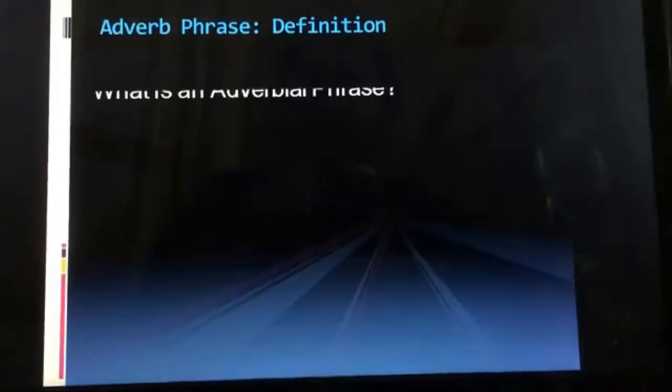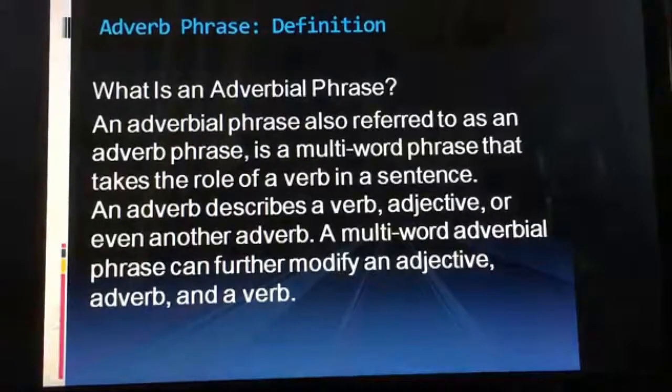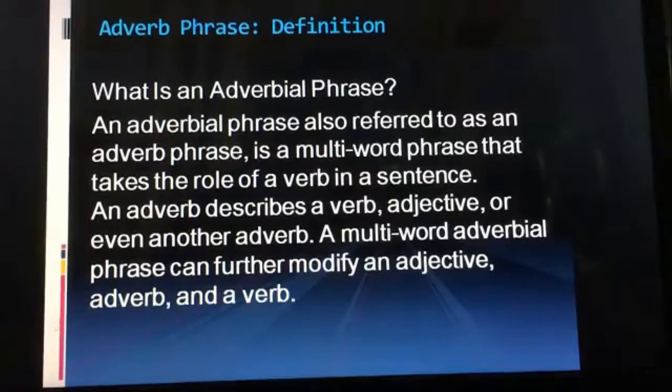So, let's begin. What is an adverbial phrase? An adverbial phrase, also referred to as an adverb phrase, is a multi-word phrase. That means there will be 2-3 more words in a sentence which will describe like an adverb, and that takes the role of an adverb in a sentence. An adverb describes a verb, adjective, or even another adverb. A multi-word adverbial phrase can further modify an adjective, adverb, and a verb.